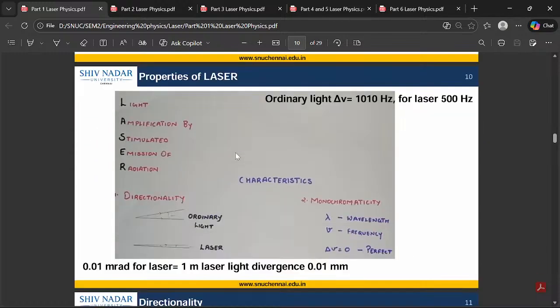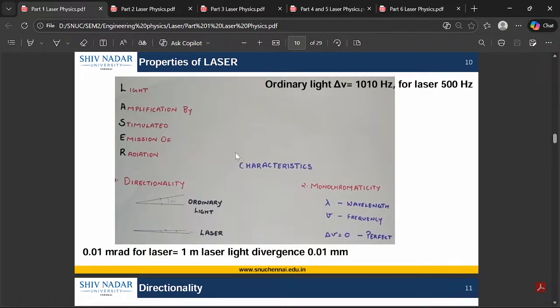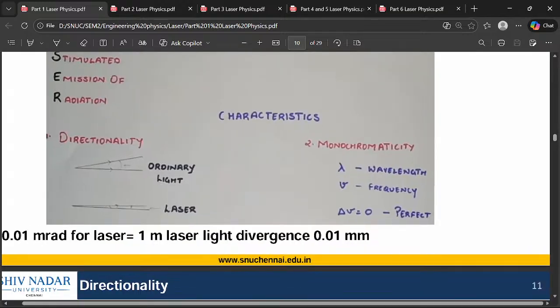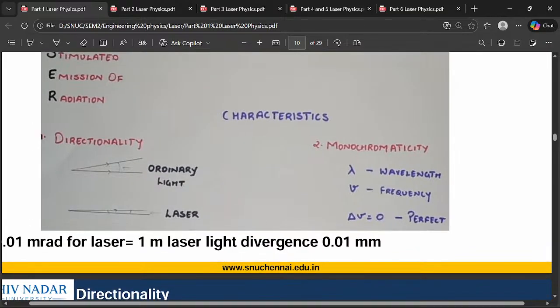Okay. So basically, laser is just an abbreviation of light amplification by stimulated emission of radiation. So as you can see here, the directionality. In an ordinary light, you can see the divergence is higher, but in laser it doesn't. The directionality is so straight.